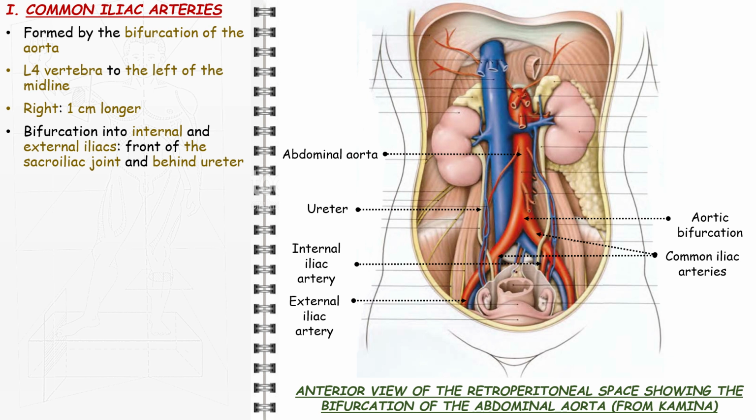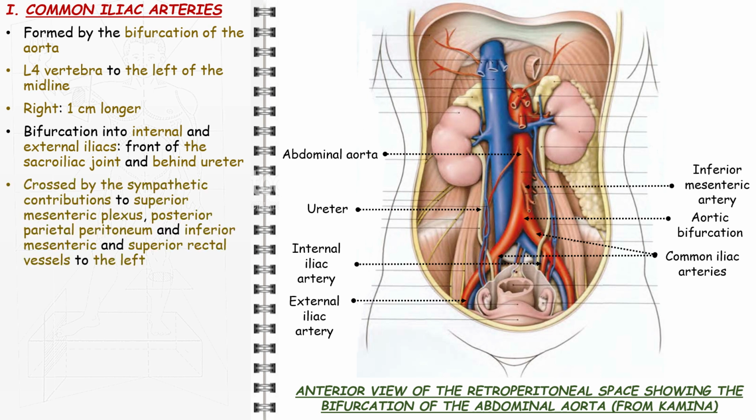The left common iliac is crossed by the inferior mesenteric and superior rectal vessels. Each is also crossed by the sympathetic contributions to the superior hypogastric plexus and covered by the parietal peritoneum of the posterior abdominal wall.